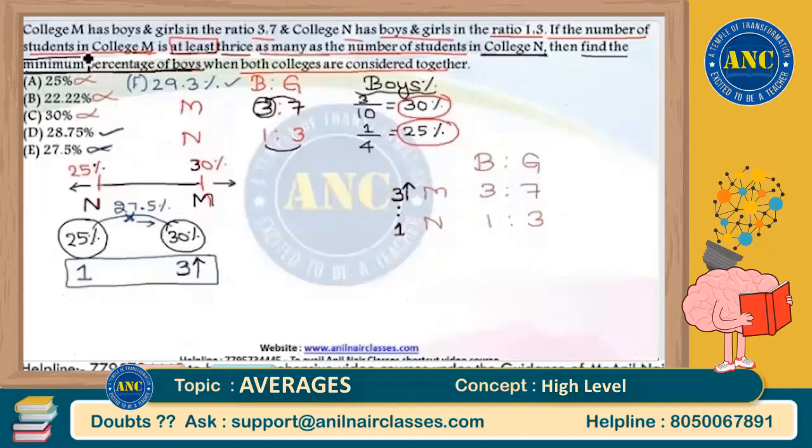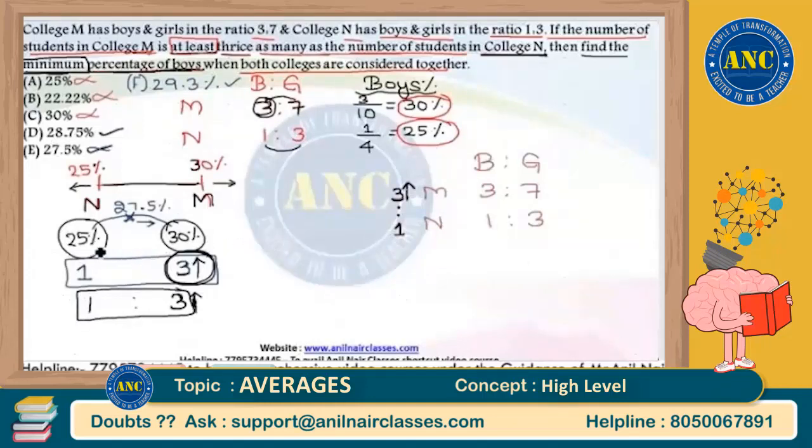If the percentage of boys has to be minimum, you should also take a minimum value in this ratio. That means the ratio is 1:3. It can be greater than 3 also, but I will not consider greater than 3 because I want to find the minimum percentage of boys. I will keep the minimum value 3 itself. That means I will take the ratio as 1:3, right? I will take the ratio as 1:3.